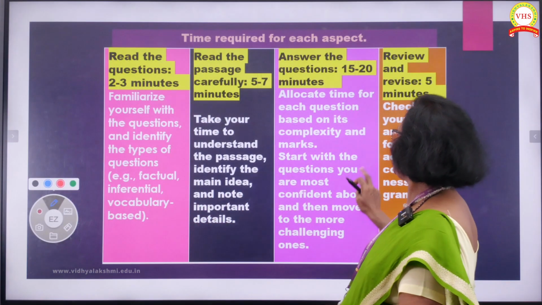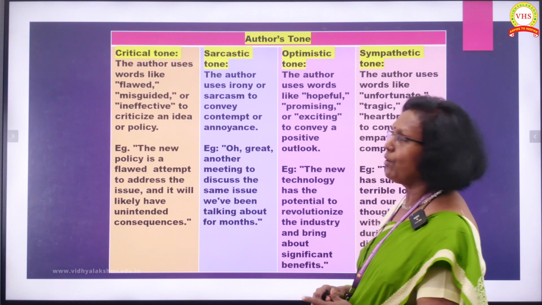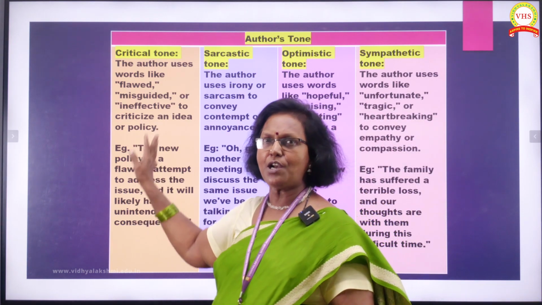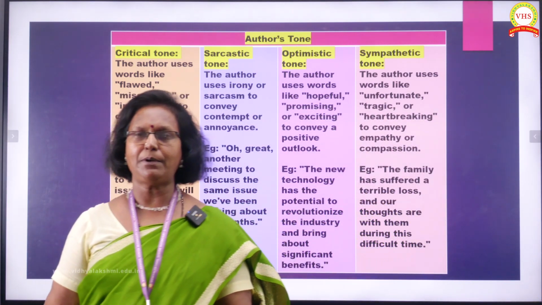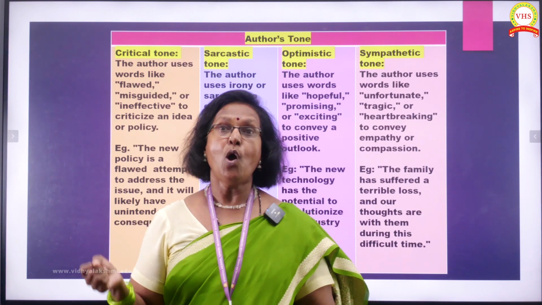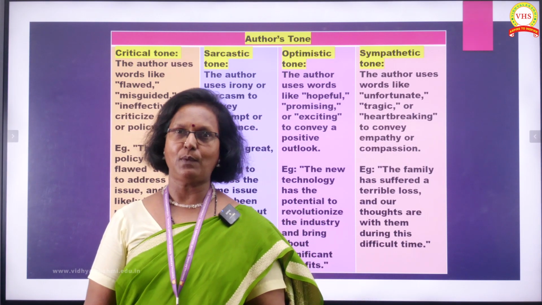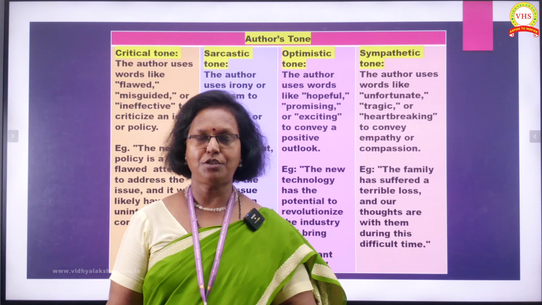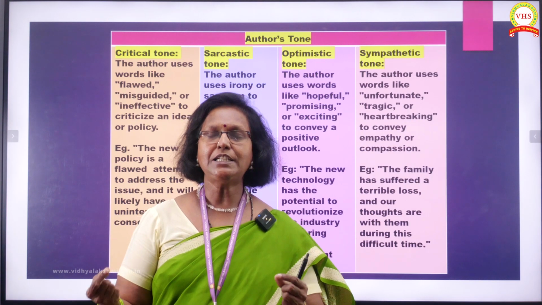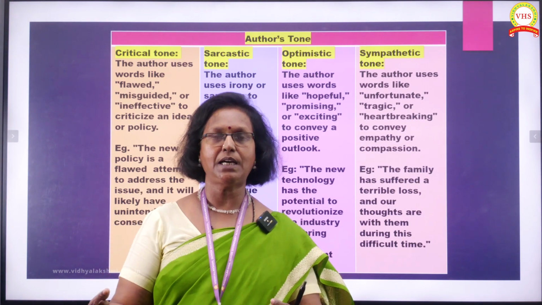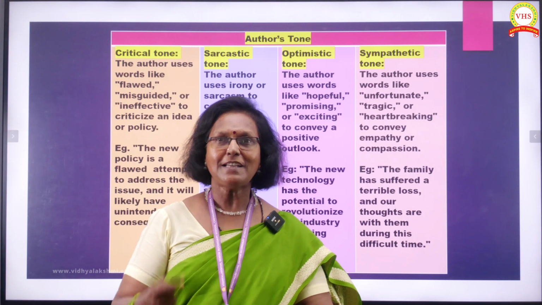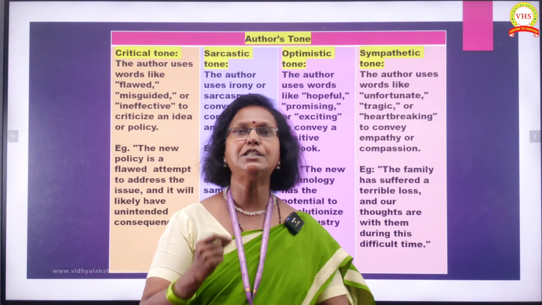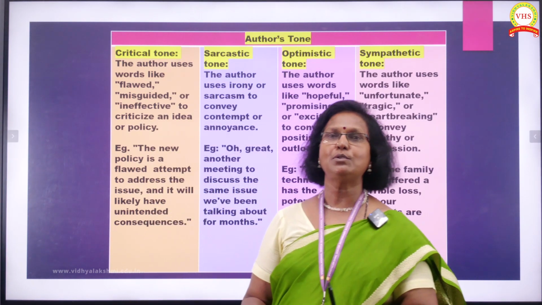So what is the next thing that we need to do? Let us go for the author's tone. It's not just these examples that I have given about critical tone, sarcastic, optimistic and the sympathetic one. I have given another 12 also. So you need to check carefully, learn thoroughly and do it well. First understand what is the meaning of each tone. Then you will be able to do things better.